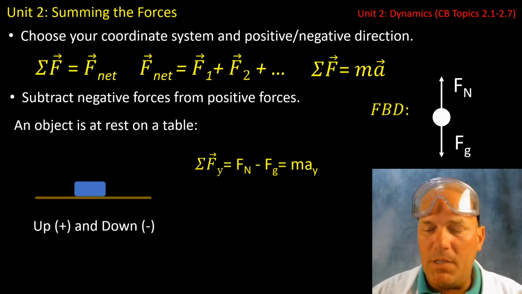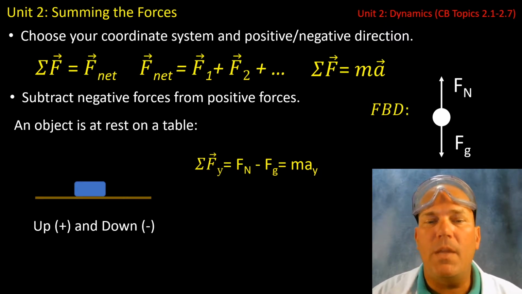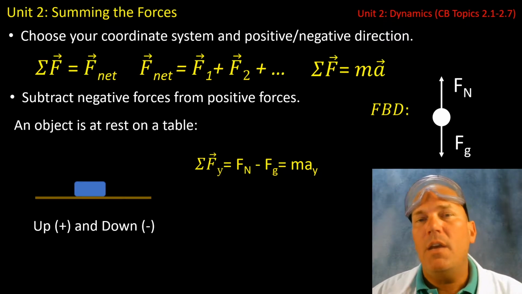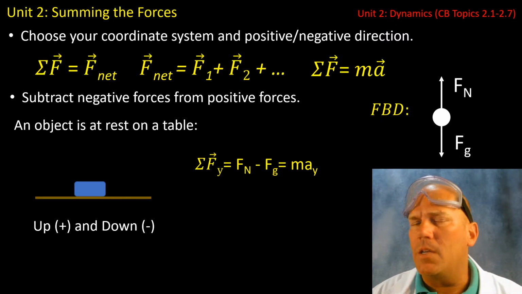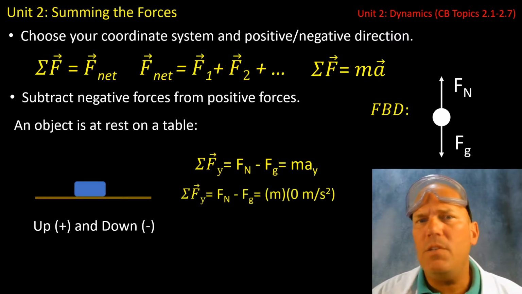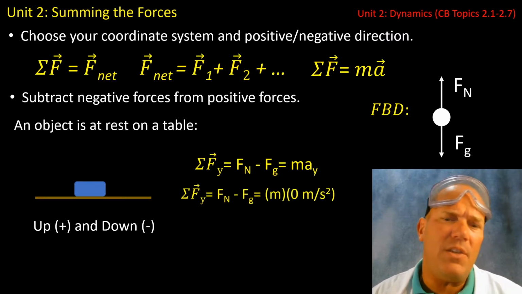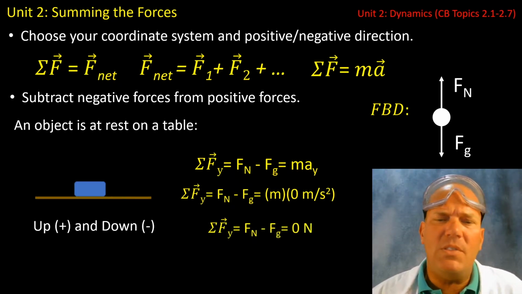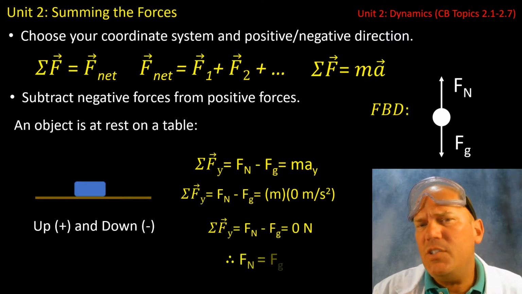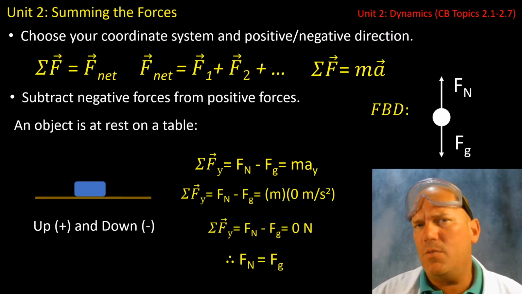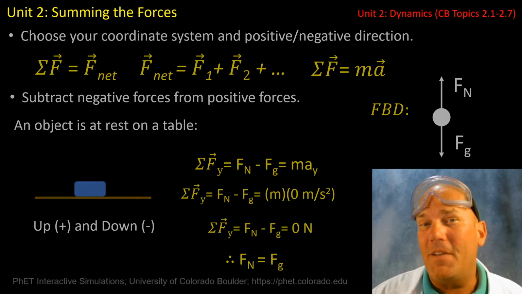Notice how I'm using an additional subscript to denote that we're looking at the summation of the forces vertically, or in the y direction, and the acceleration of the object in the y direction. Also note that this object is not accelerating in the y direction, which means the right side of this expression becomes 0. And if we add the force of gravity to both sides, we can then show that force normal is equal in magnitude but opposite in direction to the force of gravity.